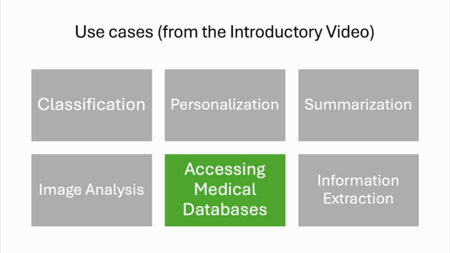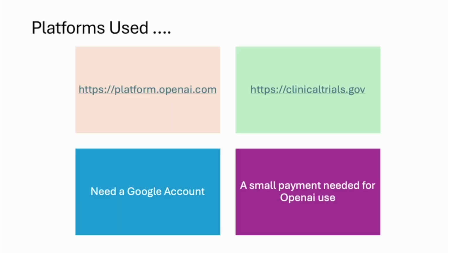To follow along with this video, you're going to need access to platform.openai.com, and also to clinicaltrials.gov. For platform.openai.com, you will need a Google, Microsoft, or Apple account. And to actually do the analysis using platform.openai.com, you will need to make a small payment on the website. This is really worthwhile.